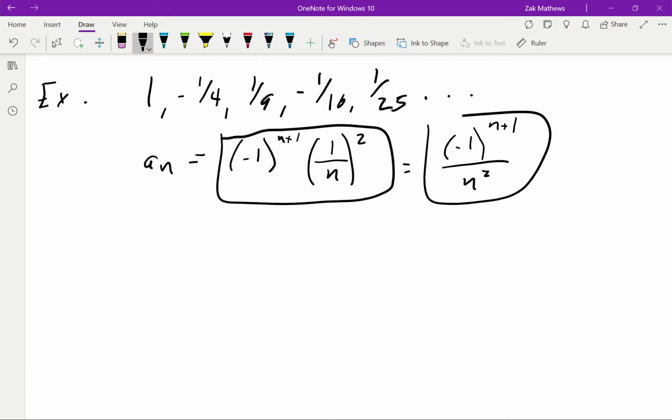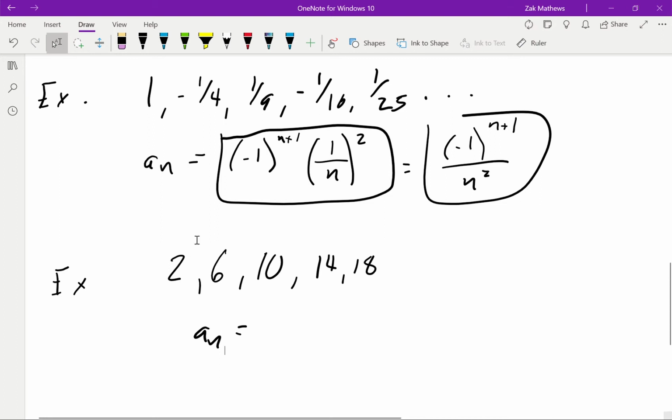Let's do another one. Let's take the sequence 2, 6, 10, 14, 18. All right, so this one's a little different. We haven't seen this pattern yet, but let's look for the pattern. What I notice is each of these numbers increases by 4. And we're starting at 2, and from there we are increasing by 4.